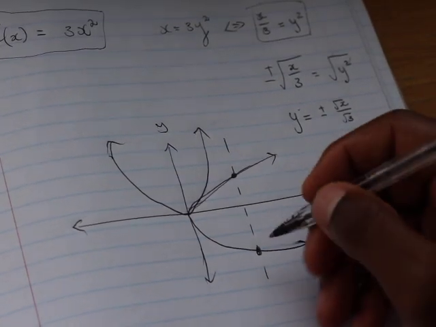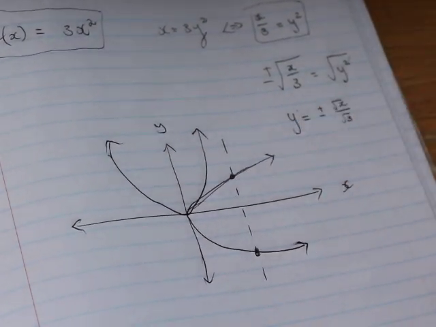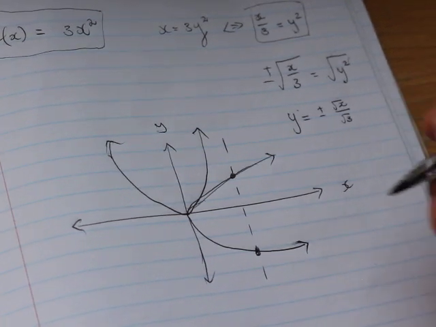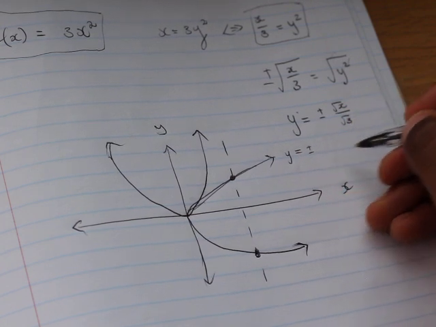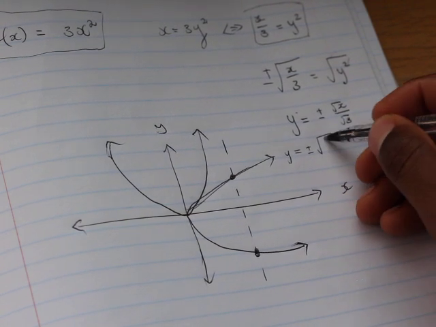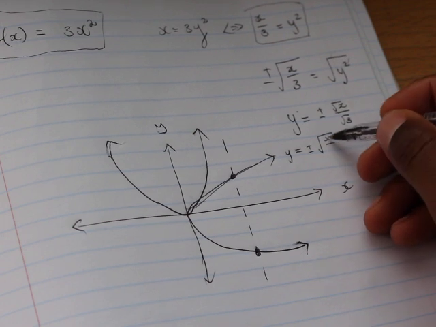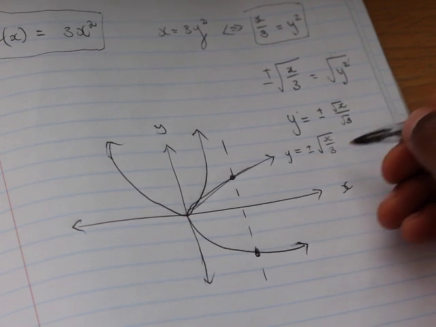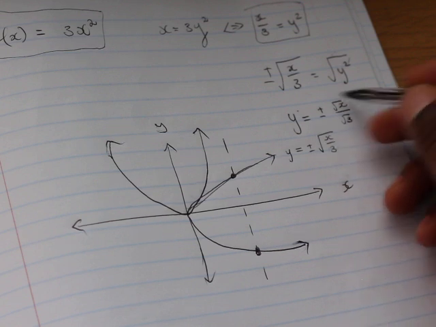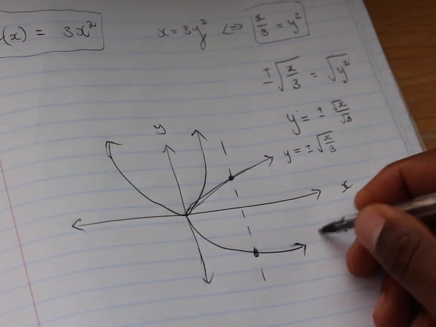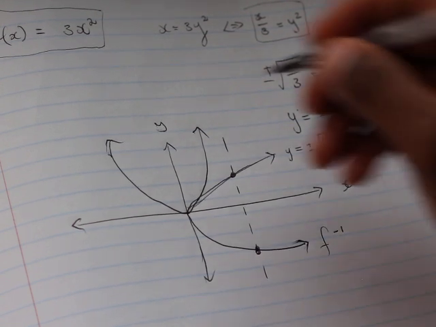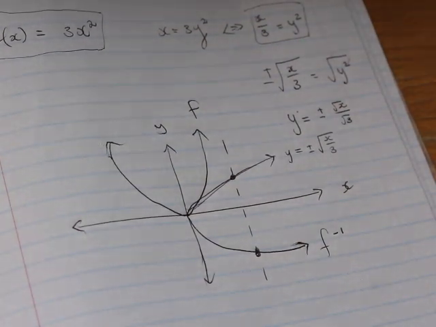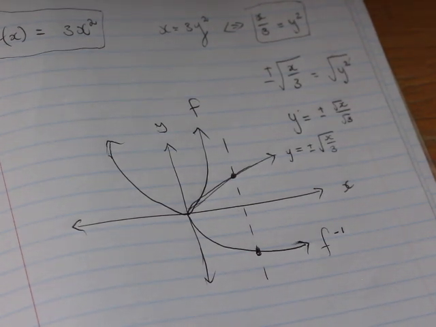But anyway, let's carry on. So this is what we have. This is y is equal to plus minus the square root of x over 3. You can write it this way or that way, it's all up to you. Alternatively, you could say f inverse, still the same function, and this is your f. Looks cool now, right? So that's what we have.